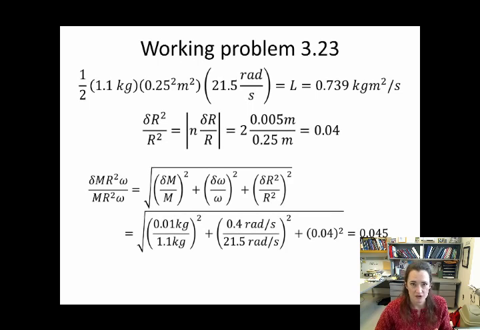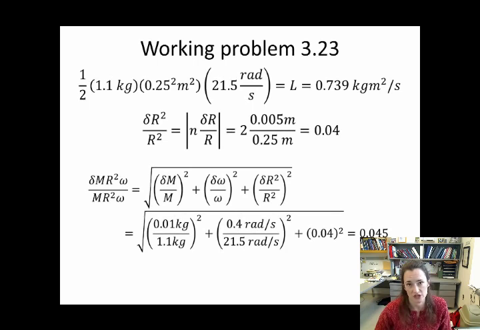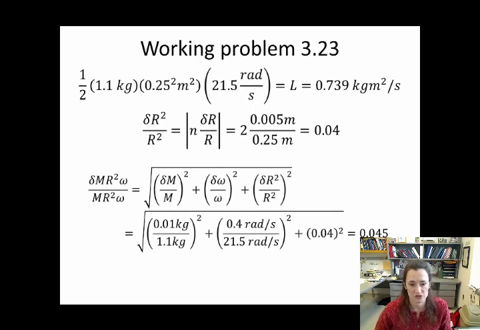We've already calculated the fractional uncertainty in r squared. That's 0.04. So I just go ahead and stick that in the equation and square it. And then I add in the uncertainties in m, which is 0.01 over 1.1. Square that. And your value for omega, 0.4 over 21.5. So we do all that in. If you do this, then you get 0.045. Yet again, this is a fractional uncertainty. So that means that when you multiply m times r squared times omega, you have a 4.5% uncertainty in that.